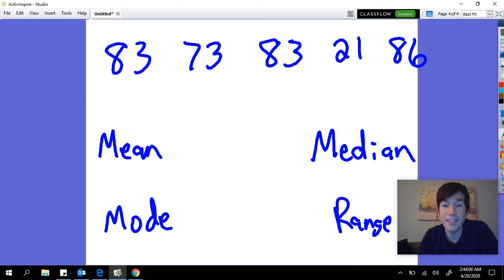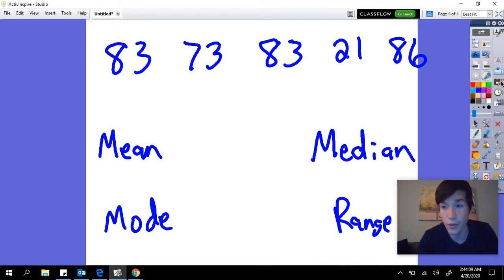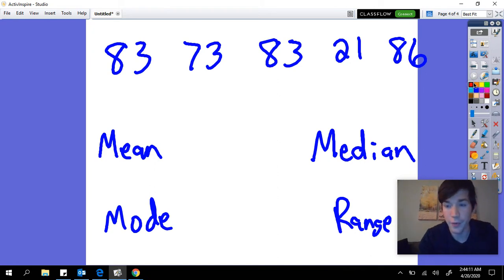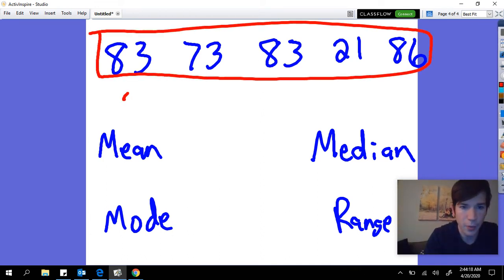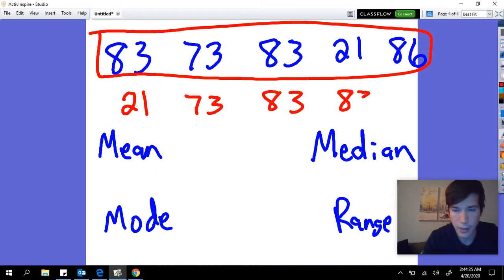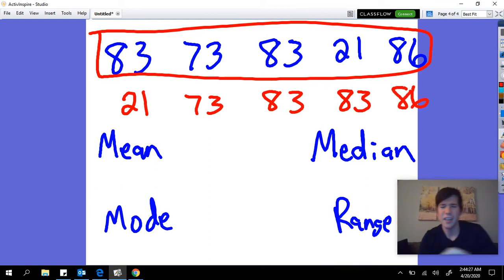The first thing that I always find easiest to do is to take my numbers and organize them somehow. We always want to organize our data set, and an easy way to organize a data set is to put those numbers in order. So that's what I'm going to do. I'm going to do that in a different color so it's easier to see. So, there's my data set. I'm going to put them in order. So that's going to give me 21, 73, 83, 83, 86.